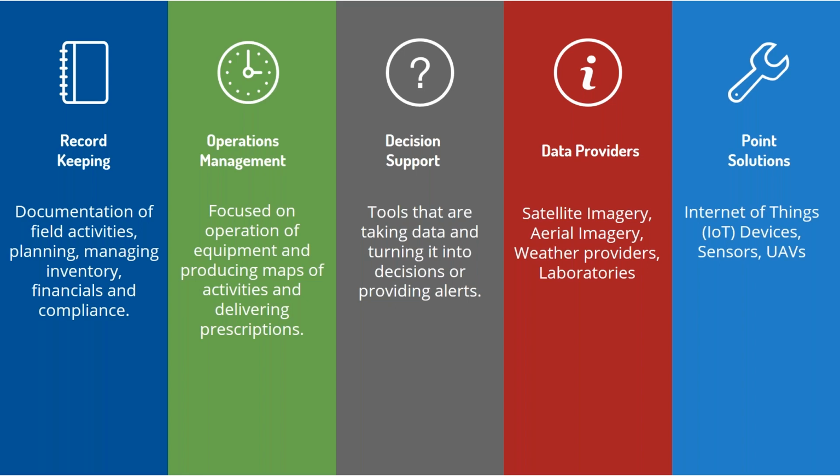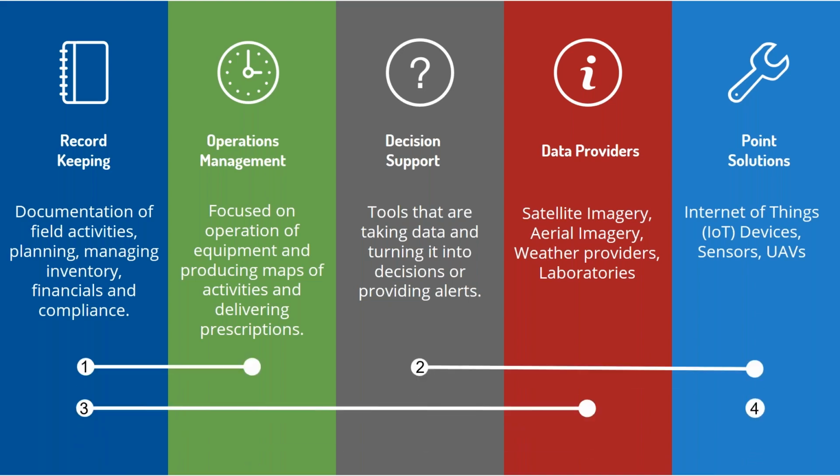There's also decision support. So when data comes in, either it's an alert or it helps you make a decision, or it decides for you. If it's within this range, it comes up green. If it's within this range, it comes up yellow, right? That's decision support. Then there are data providers like satellite imagery companies, weather providers, other labs that provide you data, right? Think about your soil lab that tells you what's in your soil. That's a data provider. Then there are point solutions. We hear a lot about Internet of Things or sensors on the vehicles that tell you what's happening, or UAVs, unmanned aerial vehicles, also called drones.